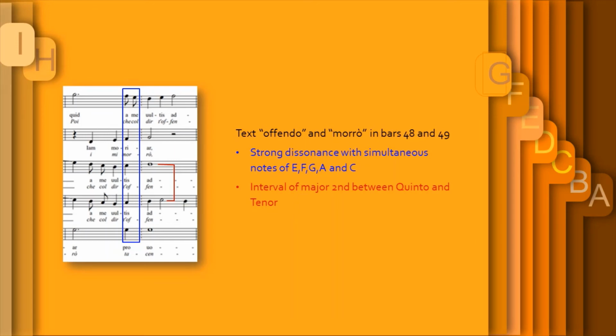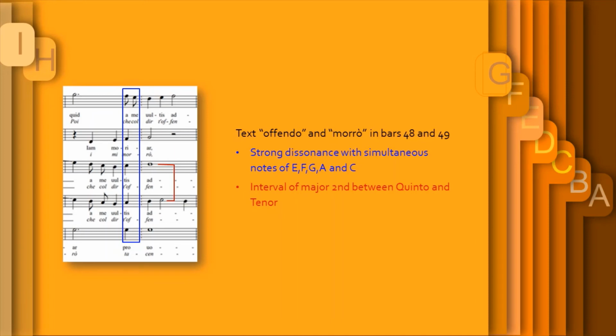The fourth beat of bar 48, which is the notes in the blue rectangle, creates a strong dissonance with the simultaneous notes of E, F, G, A, and C. And also, bar 49, which is the notes indicated in red, creates an interval of major second between the quinto and the tenor.